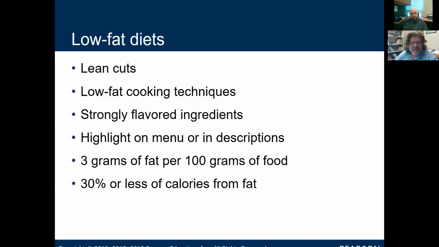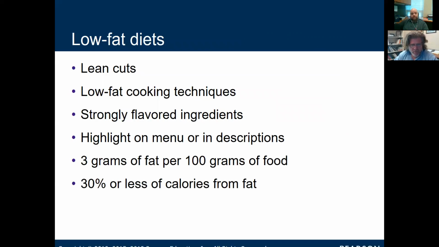Let's see. Low fat diets. Lean cuts, so, like you said, no pork belly or bacon. Low fat cooking techniques, so nothing's fried. You want to use things that are strongly flavored. If you're doing low fat, this is where you start adding hot peppers and things to really increase the flavor profile, because most flavor components are actually fat soluble. And when you take the fat out, you cannot perceive the flavor as much. So you have to crank up the flavor.